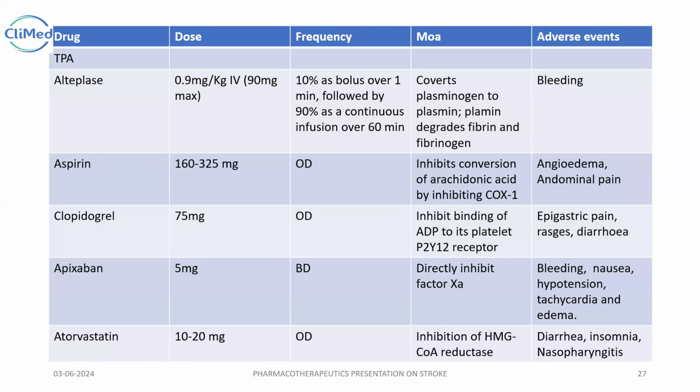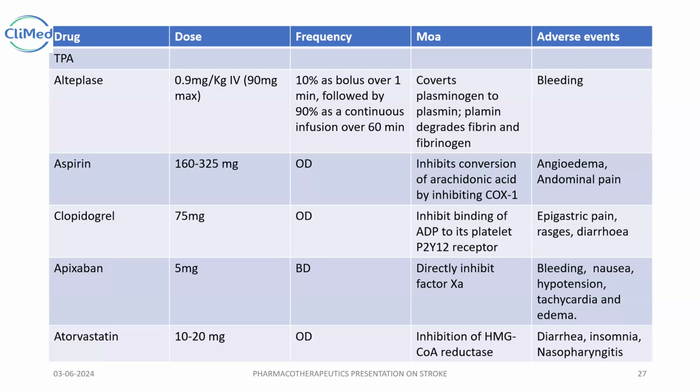How it works: it activates fibrin-bound plasminogen, which will convert it into plasmin, and plasmin will further degrade the fibrinogen and fibrin. The most common side effect of TPA is what? It is bleeding. Okay, so aspirin is there, which has to be given within 48 hours of stroke.